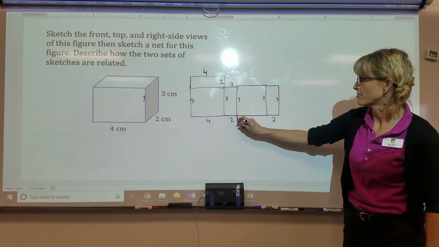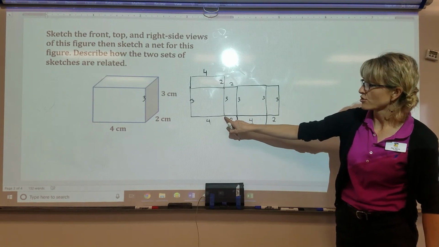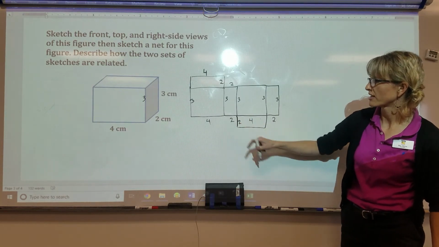So they have to be the same. Then I have another flap. So it's important, again, make sure those 2s and 2s are about the same length. They're going to fold over.